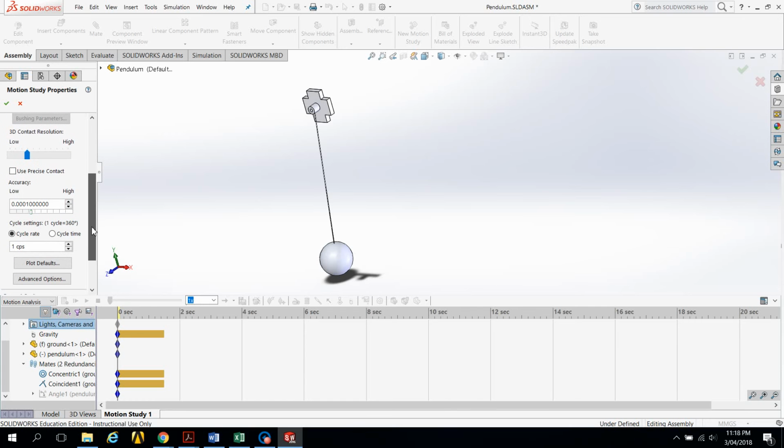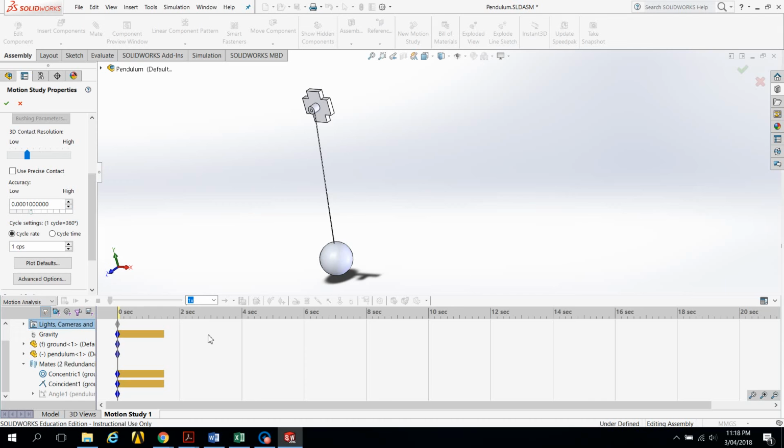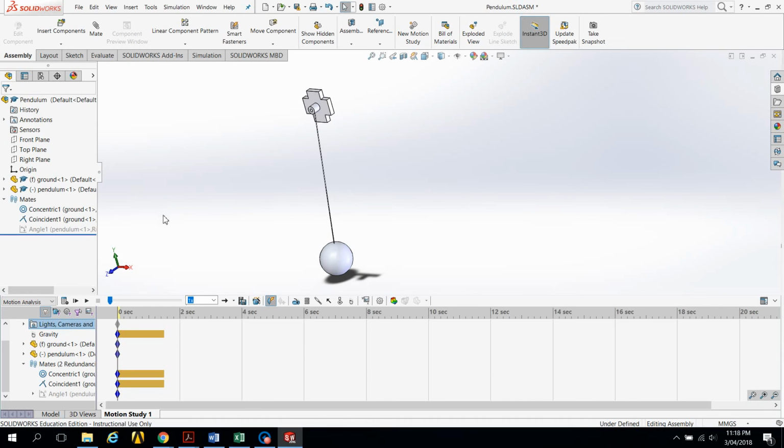Now in this case, this one is set already. Okay, click the motion study properties button for the motion bar 300 for the frame to get smooth results. In the SolidWorks Motion Manager, click calculate. You can also increase the value for the accuracy to high. So that means this one will be okay. Click that. I can see it's moving.